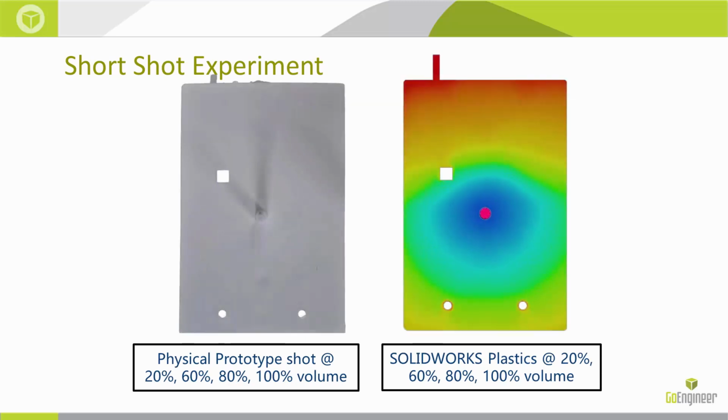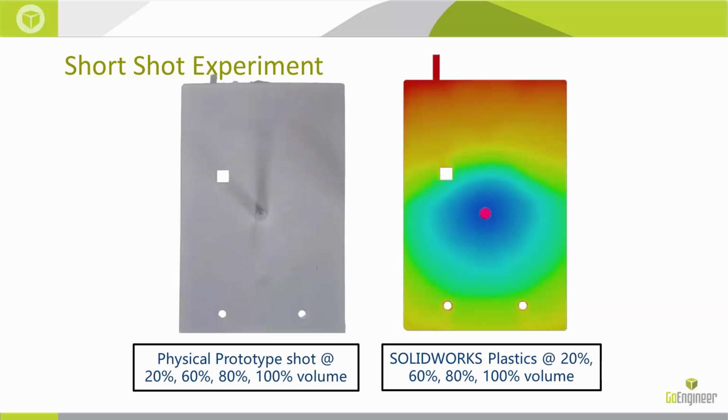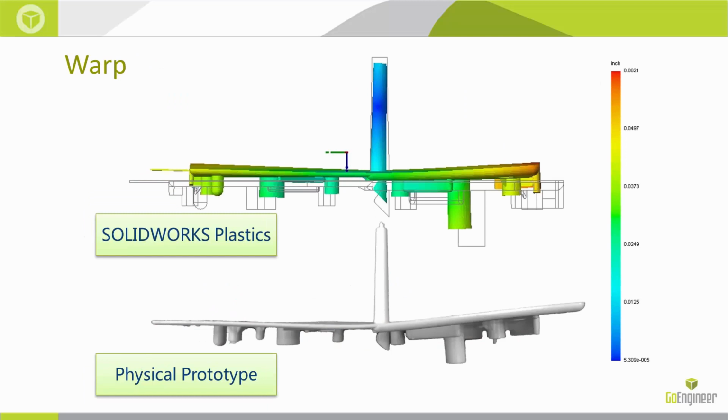So you can see that the results from plastics actually come pretty close to what we see in the field. Now another big correlation was the sink mark profile. We managed to compare or correlate the areas of the sink marks between the physical prototype and SolidWorks Plastics. And finally, the big result, warp. So this little potato chipping was also mimicked in the plastic product.